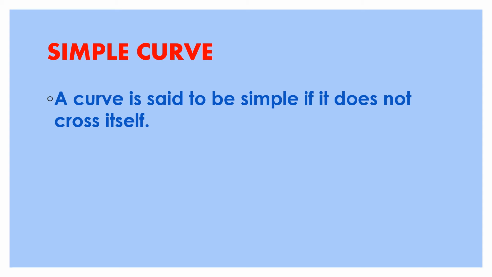Let us learn about simple curves. A curve is said to be simple if it does not cross itself. For example, like you see this one, it does not cross itself, it does not intersect itself. Whether they are closed or open doesn't matter.